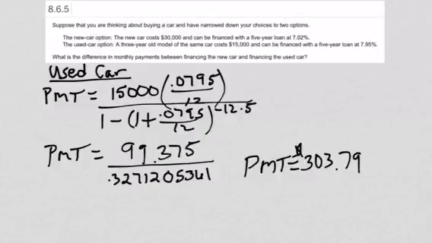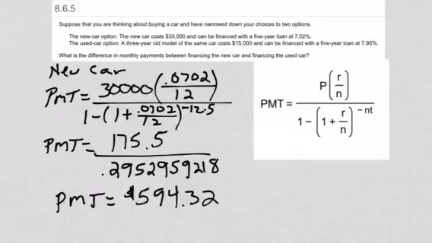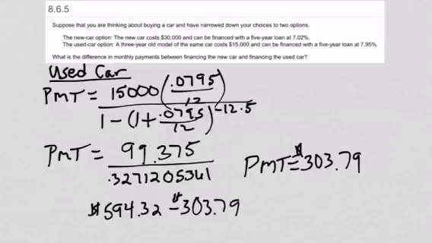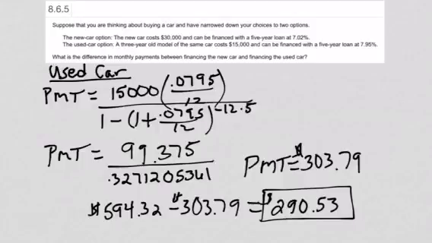Now we're ready to answer the question of what is the difference in monthly payments between financing the new car and financing the used car. So for the new car we got $594.32, and then we're going to subtract the used car monthly payment, which is $303.79, and the difference there we find is $290.53, and that's the difference in monthly payments between the new car option and the used car option.